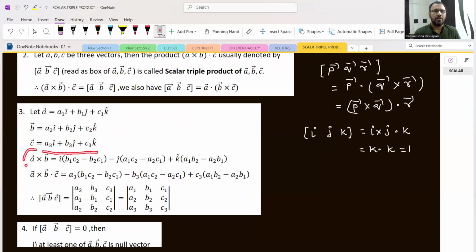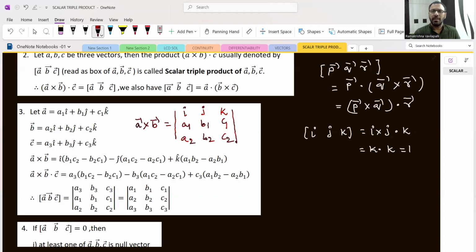First, we need to find A bar cross B bar. So what is A bar cross B bar vector? As you know, cross product of two vectors can be obtained from the determinant, that is determinant of I, J, K, and A bar vector is A1, B1, C1. It is so simple, and the third row is A2, B2, C2. This is the process of obtaining A bar cross B bar. On expanding this, we get this expression.